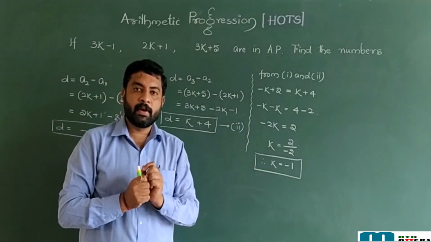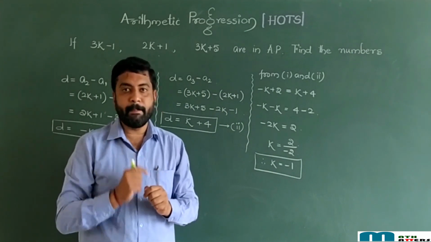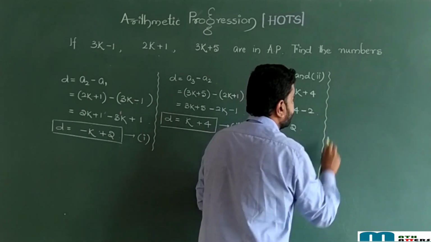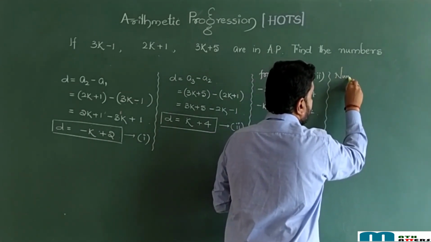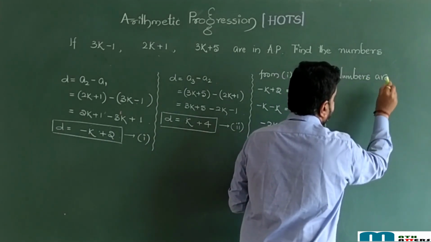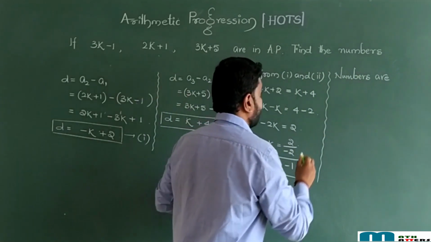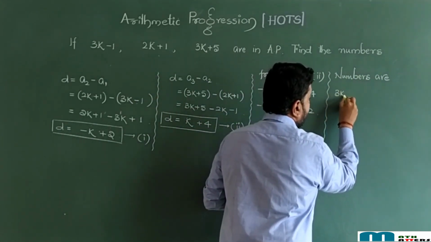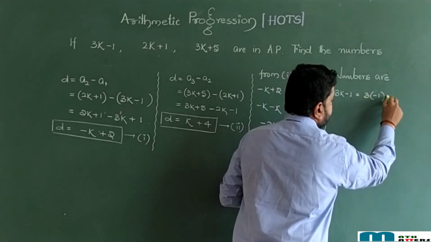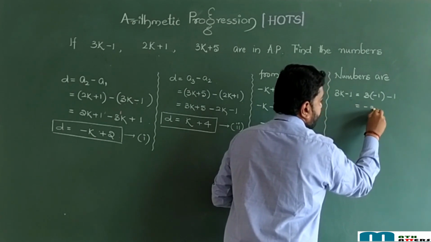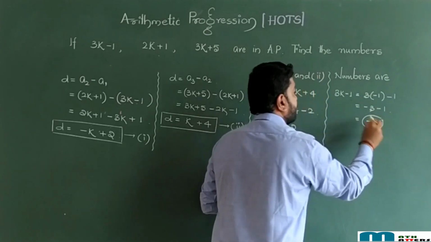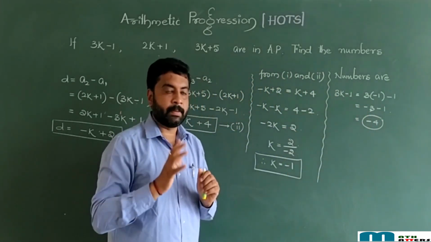I got the value of k, but I need to find the numbers. How to find the numbers? Let us complete. Numbers are, first is 3k minus 1, that's equal to 3 times k, the k value is minus 1, this minus 1 as it is, so I will take minus 3 minus 1, therefore the first number is minus 4. I got the first number.